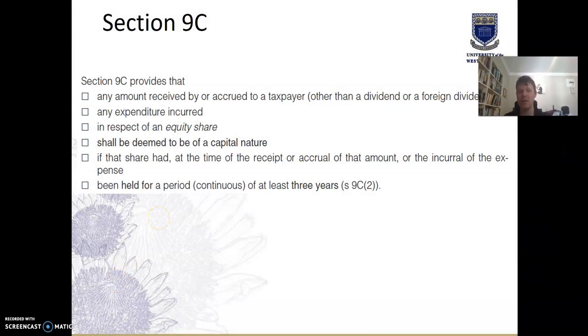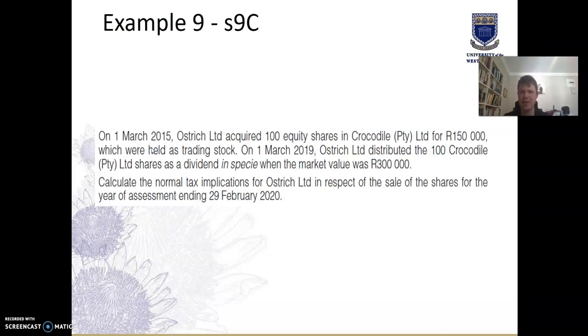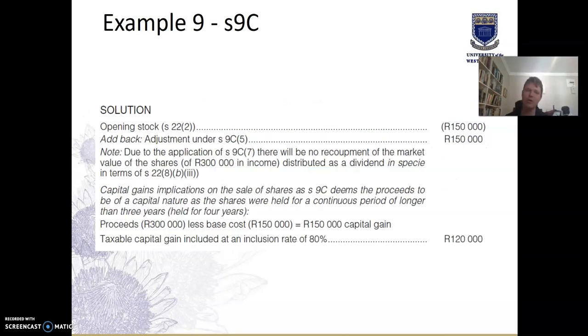It does not apply to people for whom it would have been capital anyway. How you get there, this process, the example of crocodile and ostrich from the textbook shows you what you're going to have. I'll go back there. Because it's trading stock, you would have had an opening stock deduction. The moment it hits 3 years, what you do is you reverse that adjustment under 9C, so you add it back. And you now pretend that 150,000 is capital. It's your base cost. You have your proceeds, the difference is the capital gain, 80%, pop it in, and you're good to go.